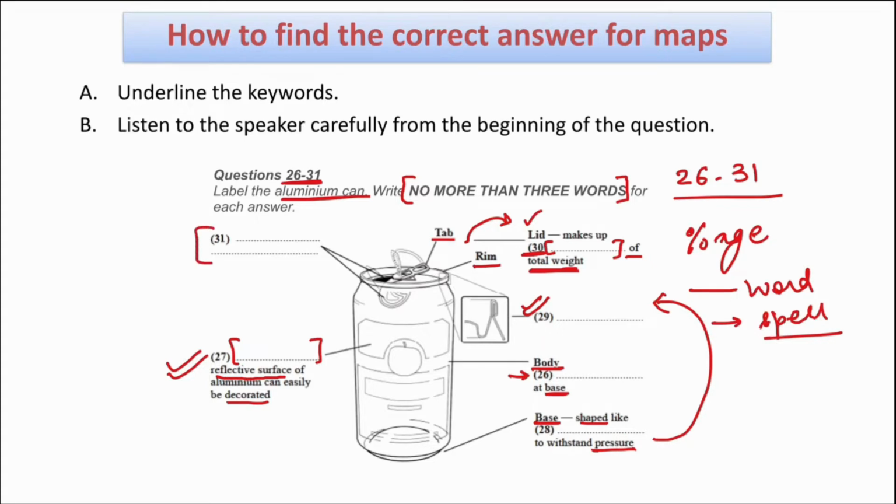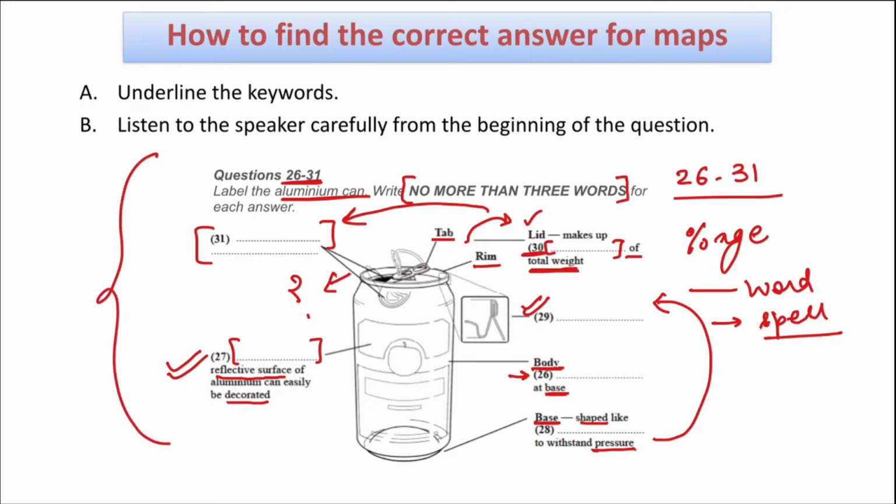So for the 31st question, you will see there's no keyword again. So the keywords will come from the 30th question itself. When the 30th question is completed, you need to focus on the 31st question and understand what the thing in the aluminium can 31st question is. This is how you will mark the keywords and then you will listen to the speaker carefully.